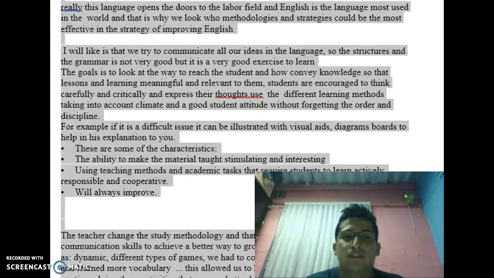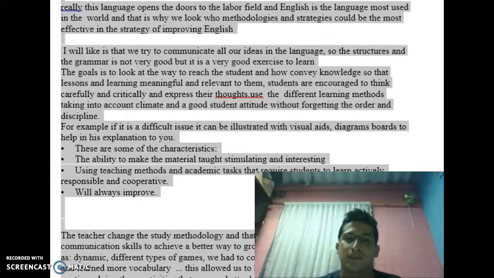The goal is to look for a way to reach the student with common knowledge so the lesson and learning are meaningful and relevant to them. Students are encouraged to think carefully and critically and express their thoughts and use different learning methods, taking into account the climate and the students' attitude without forgetting order and discipline.